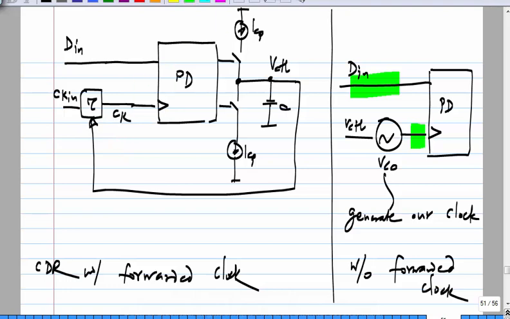I just break the loop here, okay. Then I apply some clock. I can call it test clock. This is a fixed frequency. It happens to be exactly the same as clock in, but it will have some phase relationship to D in. Okay. Let me assume that clock test is lagging D in, right. That is the rising edge of clock test is to the right of the middle of D in. Okay.